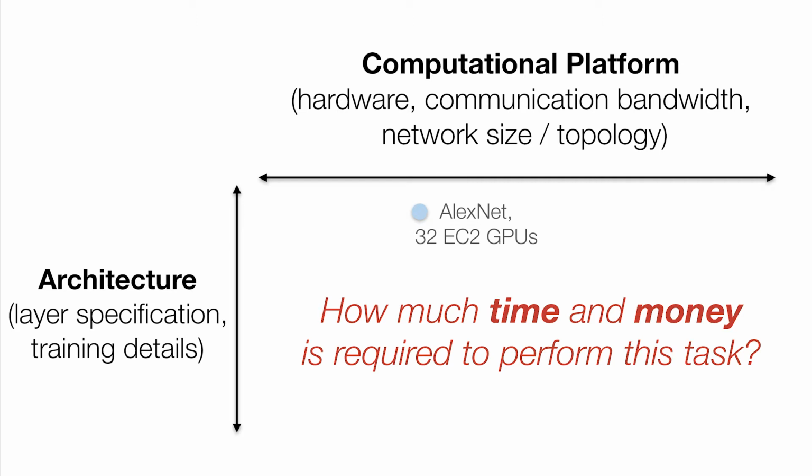So the most naive question we can ask is we could say, all right, well, imagine I know I want to work on EC2 on 32 GPUs, and I want to train my data on AlexNet. How much time and money is required to perform this task? That's a pretty boring question, not that interesting, but I guess it'd be kind of cool if you could use a performance model to tell you that answer immediately.